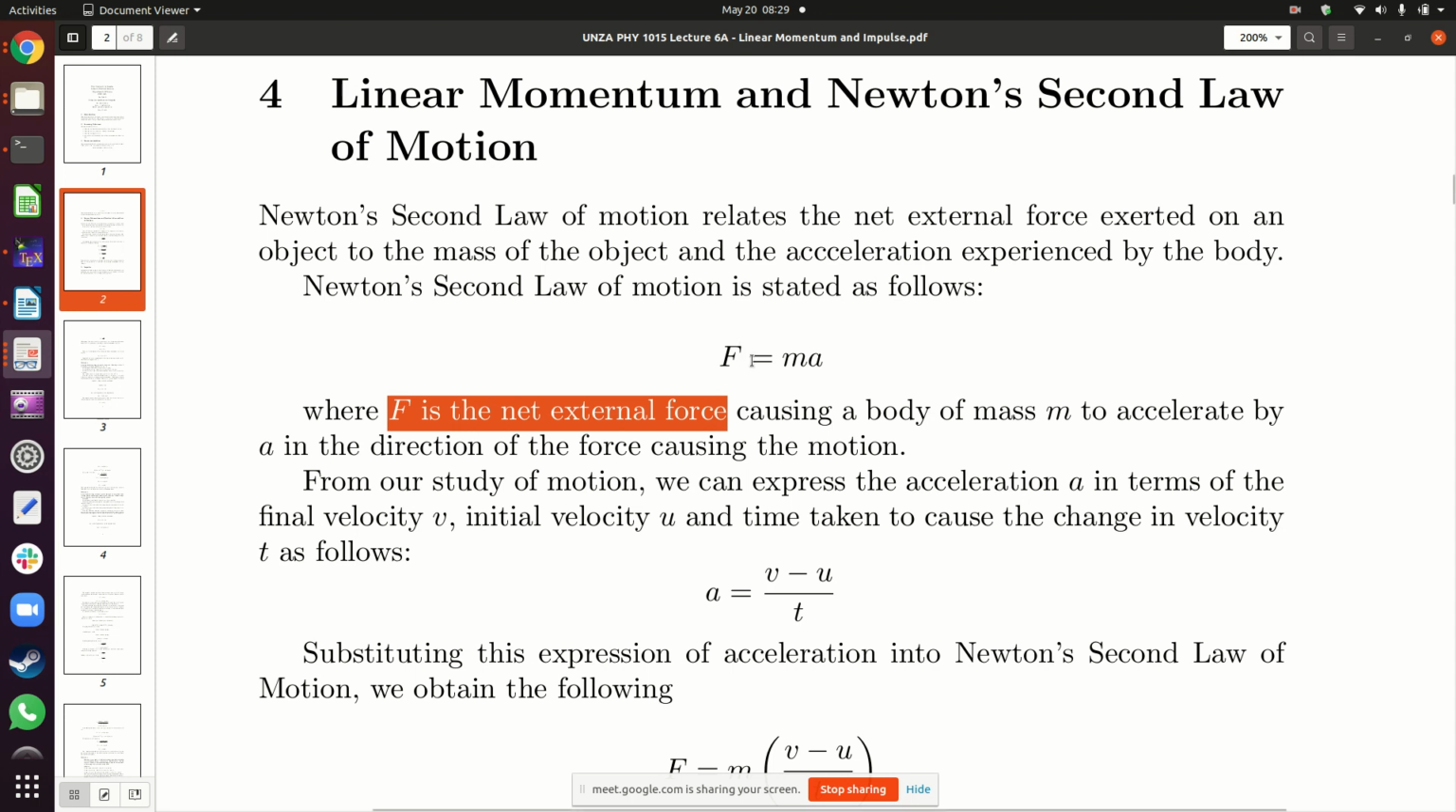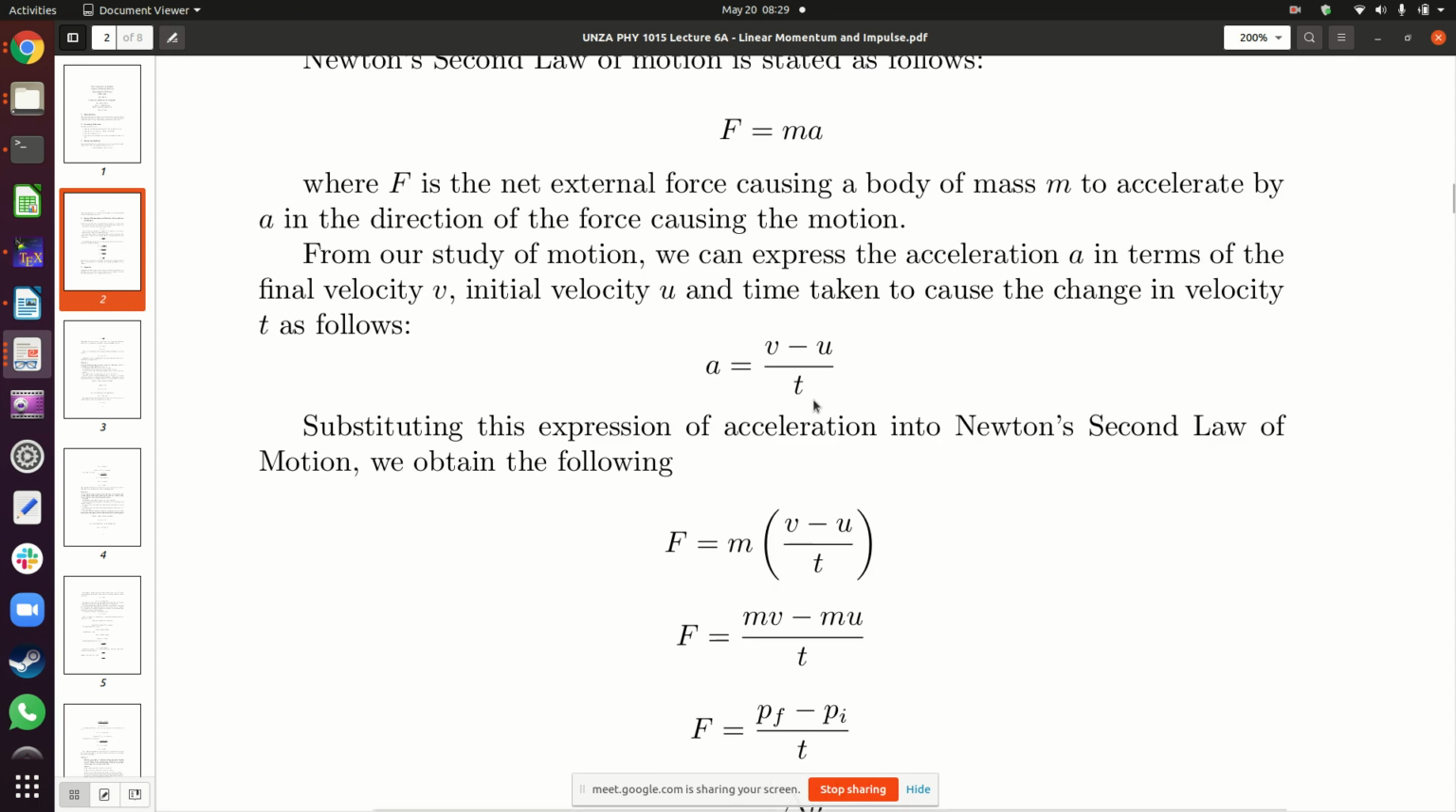Okay. So this is what we are told. This is what we know from Newton's second law of motion, that the resultant force is equal to the mass of the object multiplied by the acceleration.